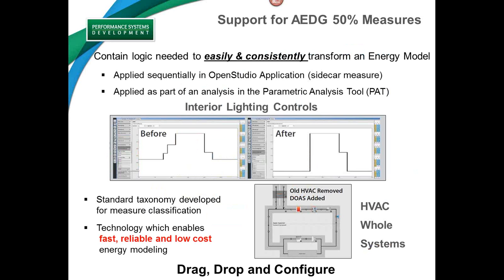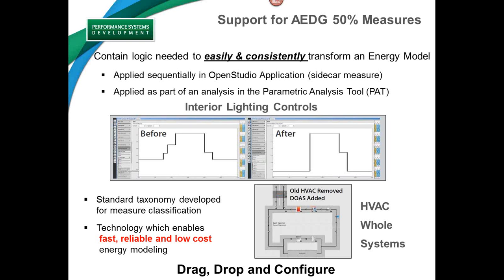I'll show here again how the measures are intended to work. Essentially, for those of you who don't know what I mean when I talk about a measure, it's an OpenStudio term. It represents a collection of a Ruby script, essentially a collection of code that contains logic for very easily and, more importantly, very consistently transforming an energy model. And essentially, measures can be applied either inside our OpenStudio application, we call that a sidecar measure, or they can be applied as part of a simulation study, part of an analysis using the parametric analysis tool, or both.